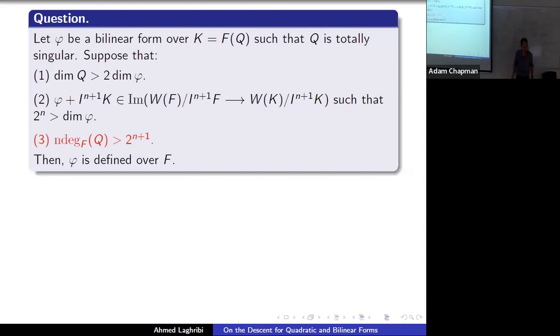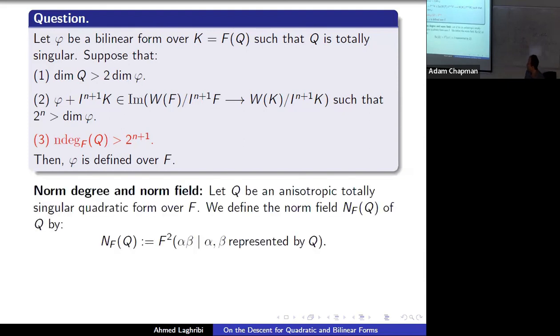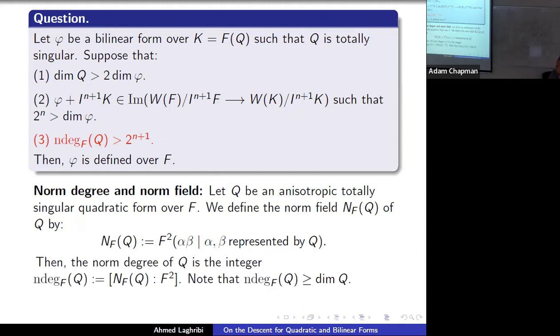What is the norm degree? The norm degree is a kind of discrete invariant that we can associate to any totally singular quadratic form. I will define it. What is the norm degree and the norm field? You start with Q, an anisotropic totally singular quadratic form over F. And the norm field of Q is this field. You take the field generated over F squared by the products alpha beta represented by Q. Okay? And the degree of this field over F squared, this is what we call the norm degree.